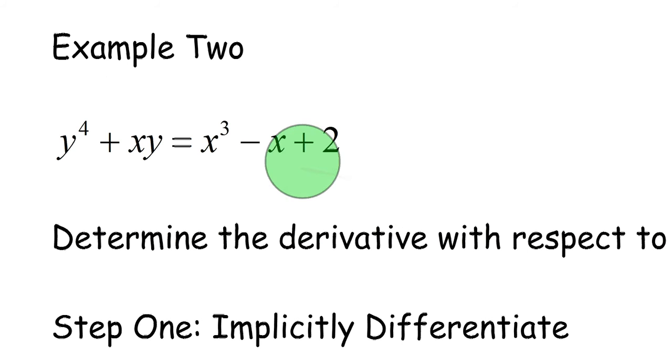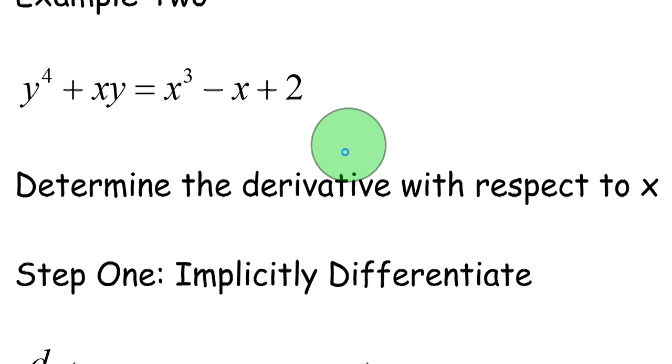All right. Example number 2, we have y to the fourth plus xy equals x cubed minus x plus 2. Lots going on here. Let's see how we can solve this. Determine the derivative with respect to x. Basically, saying this is just doing dy dx. Like, that is what we're doing. It's just a verbal question, right?